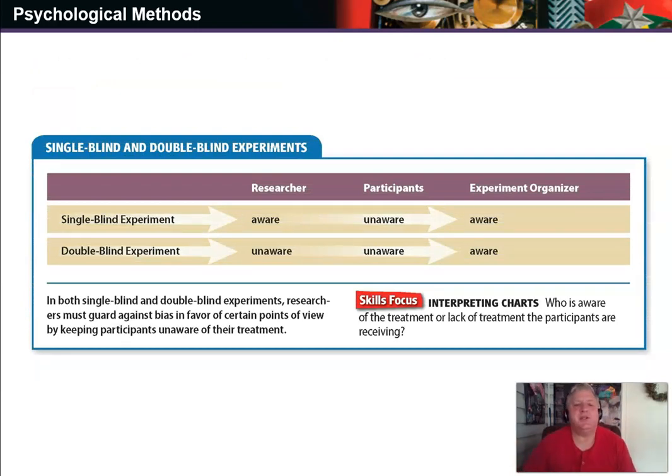So in this chart here, you can see how the single-blind and double-blind experiments work. In a single-blind experiment, the researcher is aware, the participant is unaware, and the experiment organizer is aware. In the double-blind experiment, the researcher is unaware, the participant is unaware, and the experiment organizer is the person who is aware. So in both the single-blind and double-blind experiments, researchers must guard against bias in favor of certain points of view by keeping participants unaware of their treatment.